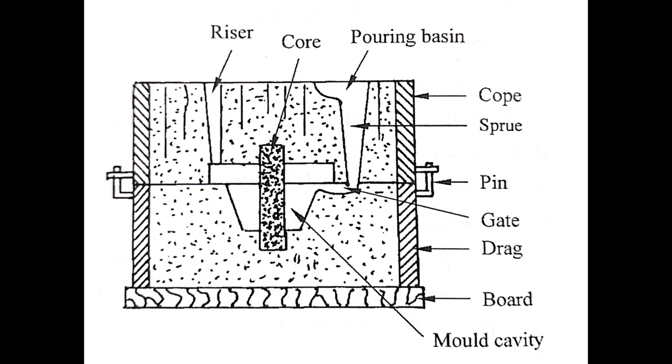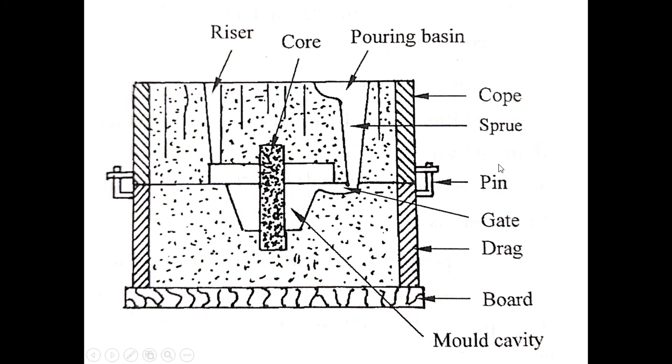And if you look at the sprue, it is a vertical passage that passes through the cope. This top part of the molding box, as I told you, is known as the cope, and the bottom portion is called the drag. You know about it, isn't it? So the sprue is a vertical passage that passes through the cope, this is the cope region, and connects the pouring basin with the gate.